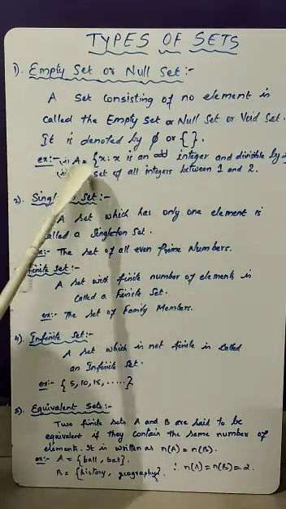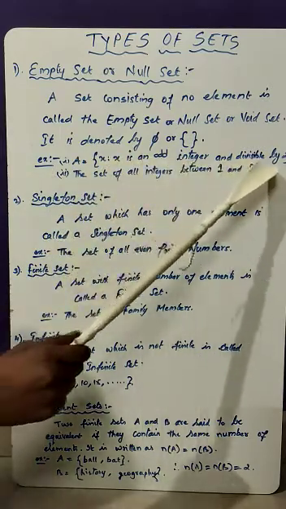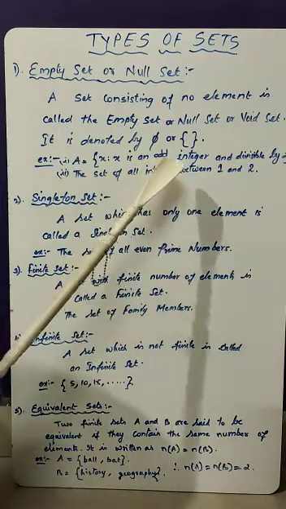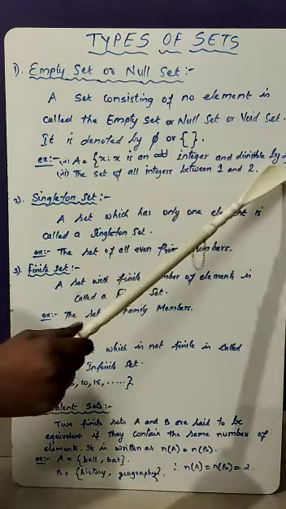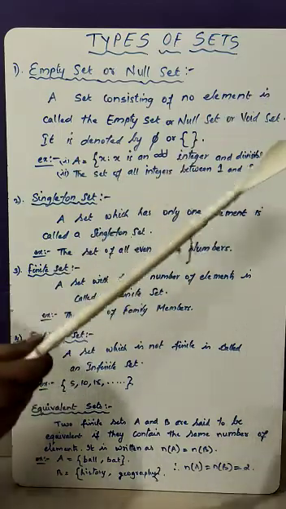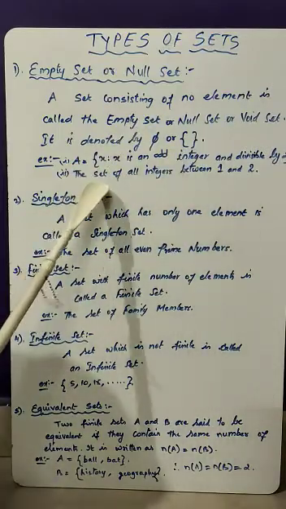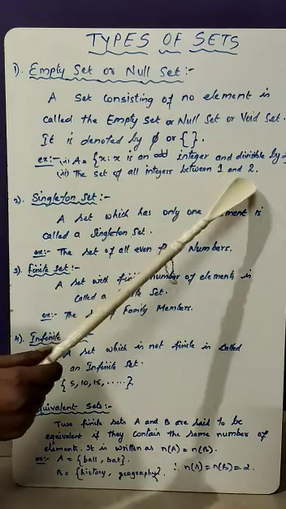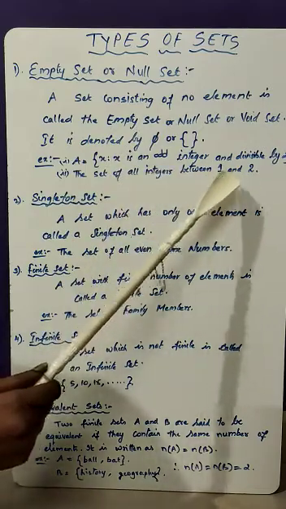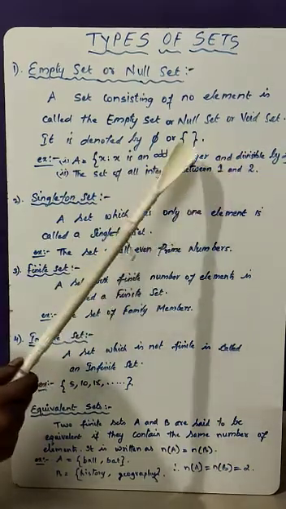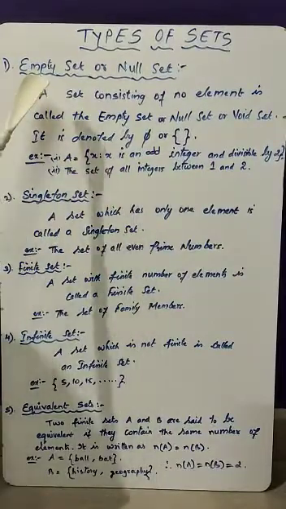For example, A is equal to x such that x is an odd integer and divisible by 2. Odd integers means 1, 3, 5, 7, 9 and so on. Divisible by 2 means even numbers, so it is not divisible. So that is an empty set. One more example is the set of all integers between 1 and 2. Between 1 and 2 there are no numbers. That's why it is an empty set. So those two are examples of empty set.